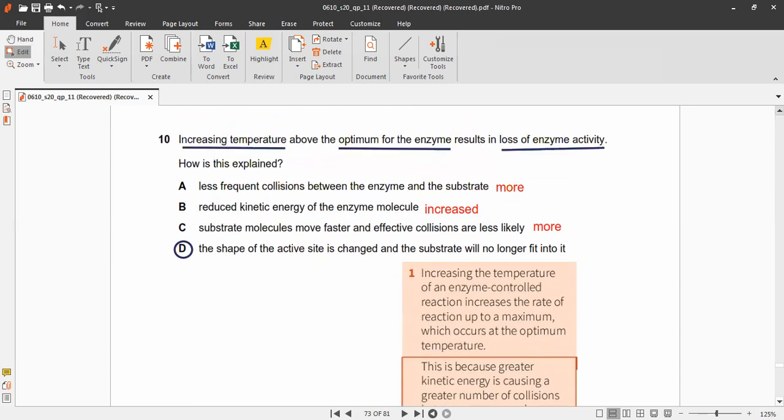So the correct answer is D: the shape of the active site is changed and the substrate will no longer fit into it. But A, less frequent? No, more frequent collisions between the enzyme and substrate. Reduced kinetic energy? No, increased kinetic energy of the enzyme molecule. Substrate molecules move faster and the effective collisions are less likely? No, more likely.